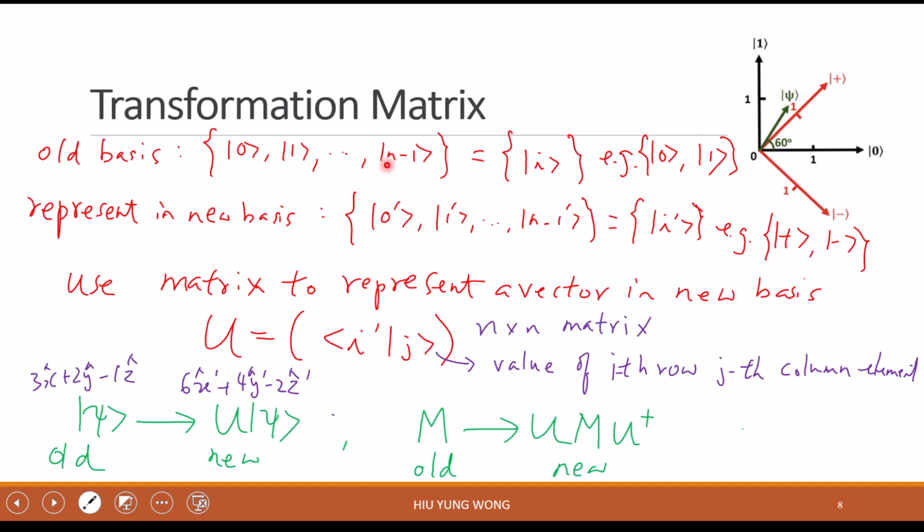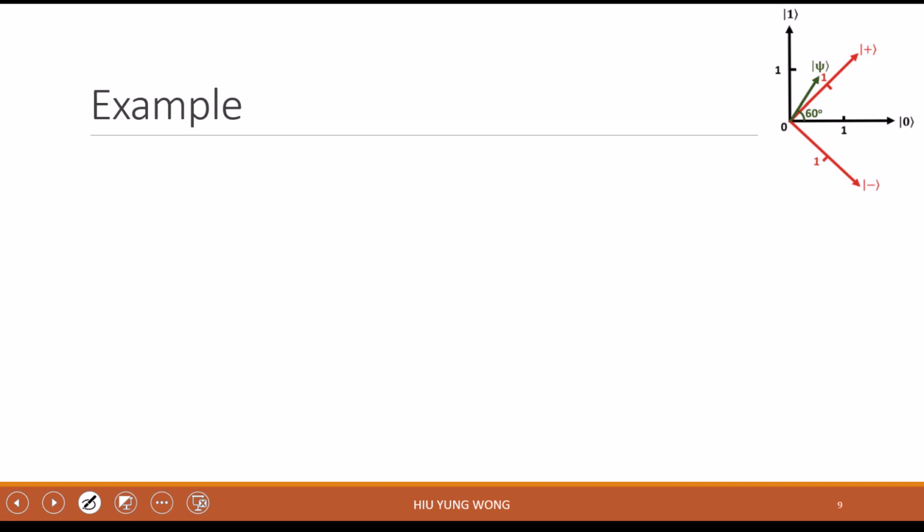So we have an old basis. You represent psi in terms of 1 and 0. Now I want to know, how about represent it as plus and minus? How do I write it? In order to do that, you use this matrix, right? I will explain again how to do it. And then your new representation is U times the original representation. For matrix, you go through this equation. Confusing, right? So let's do an example. Then you will understand what I mean.